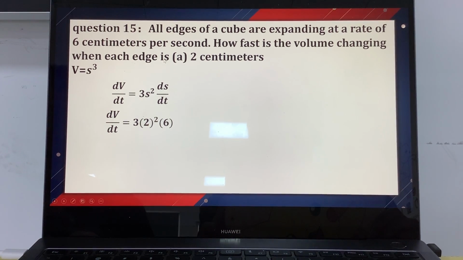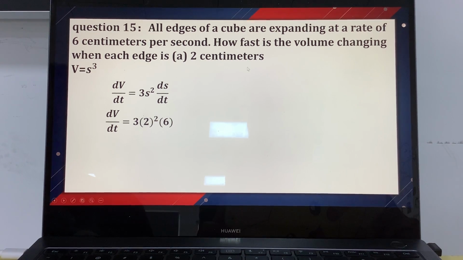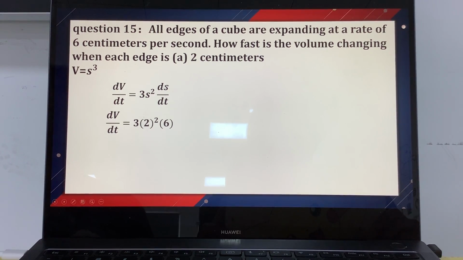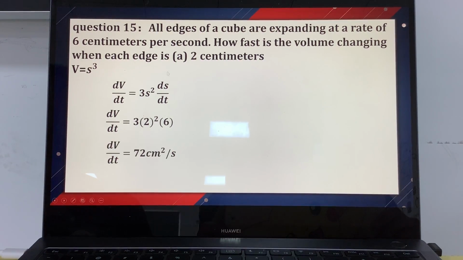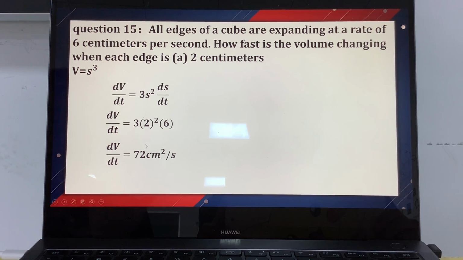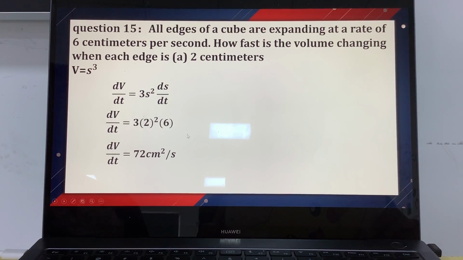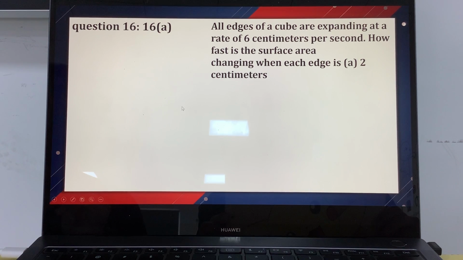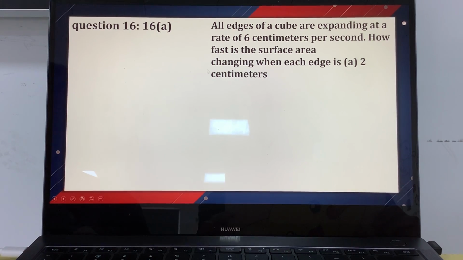Look, the s here is 2 centimeters. So dV dt equals 3 multiplied by 2 squared multiplied by ds dt, which is 6, because it says the edges expand at a rate of 6 centimeters per second. So dV dt we can easily get is 72 cubic centimeters per second. And then is question 16.